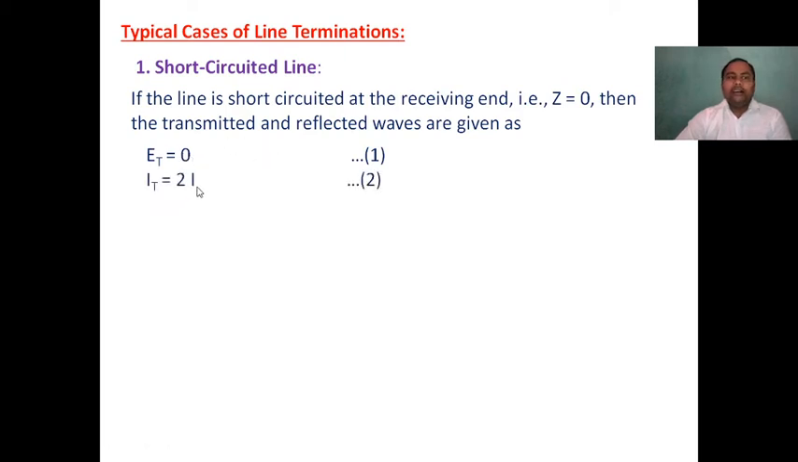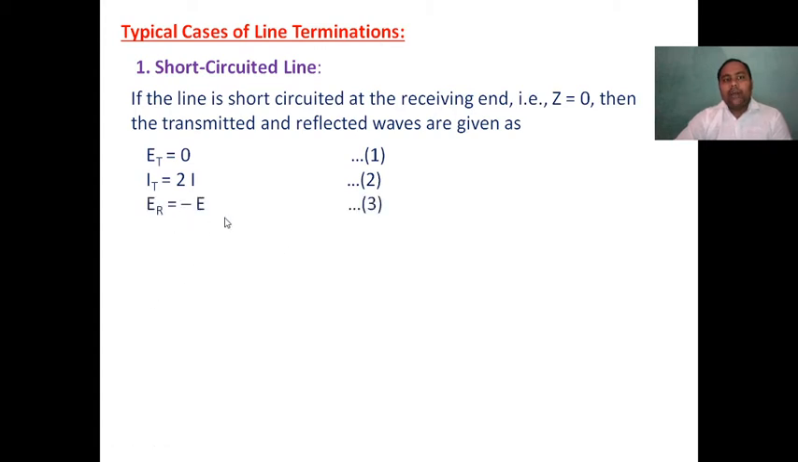The transmitted current is 2I. How do we get 2I? Whenever the line is short circuited, the current I will pass through the short circuit. When the incident voltage travels from the sending end to the receiving end, the incident current is added to the short circuit current, I plus I. It is a doubling effect. The transmitted current is 2I in a short circuited line.